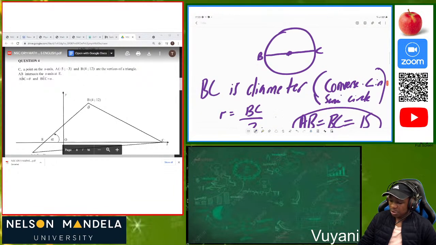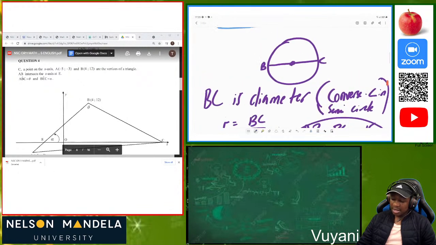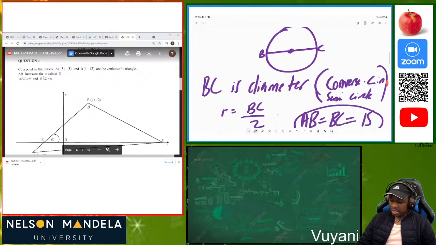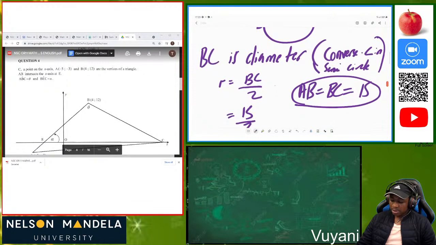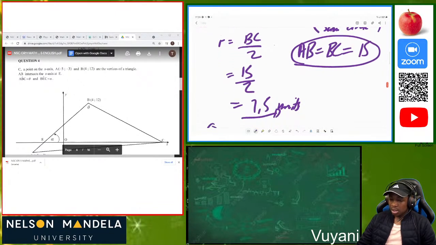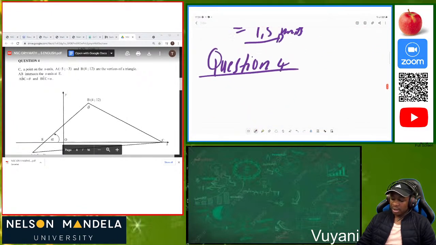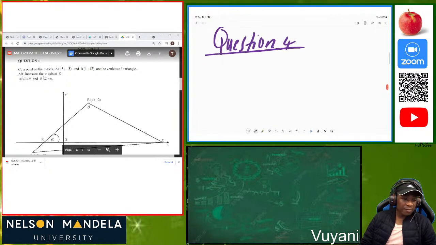So this is what I was talking about. This is our circle, and our diameter is BC. Why did we assume that BC is the diameter? Because it's the converse of the angle in a semicircle. Then we can determine the value of the radius, because the radius is the length from the center to the circumference of the circle. Then we were able to find 7.5 units. Now let's move to question 4.